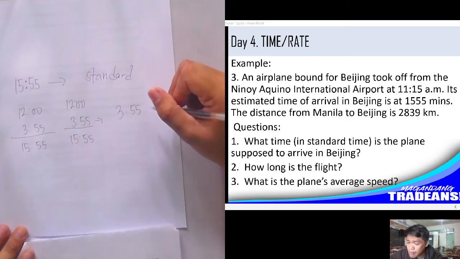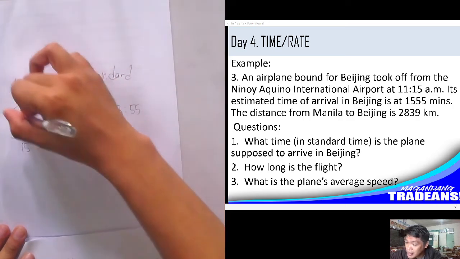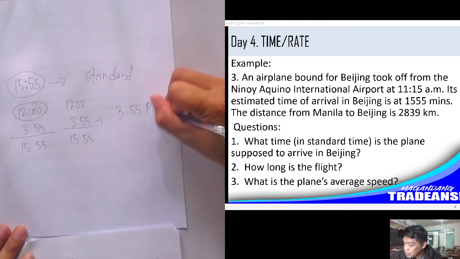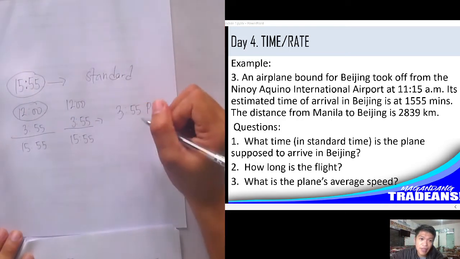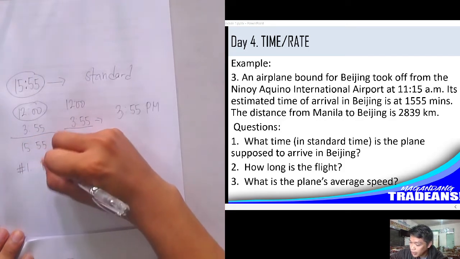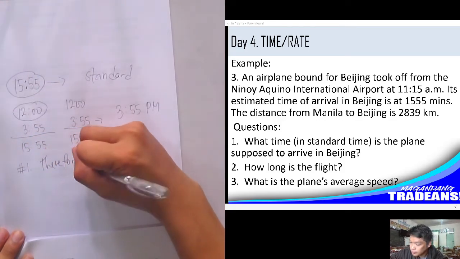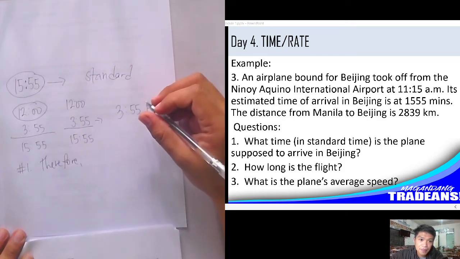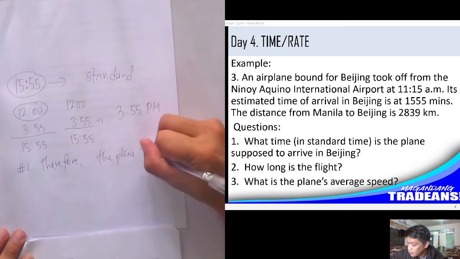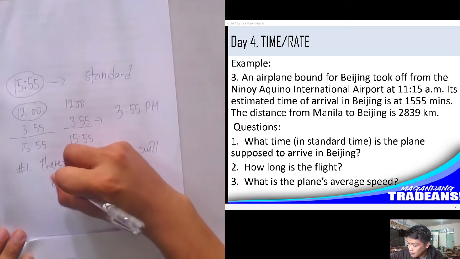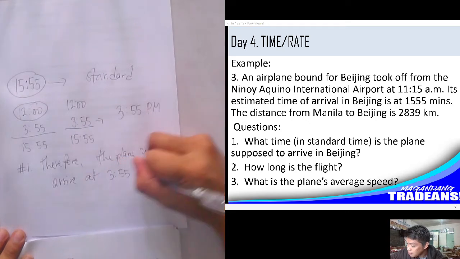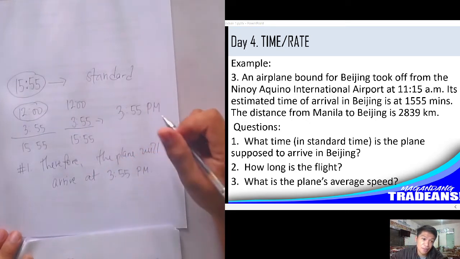Now, ano siya? AM or PM? Take note, lumampas tayo ng 12 noon because we are now on 15. Kaya po, PM po yung sagot natin dito. 3:55 PM. So, sa question number 1, therefore, the plane will arrive at 3:55 PM in Beijing. Okay?